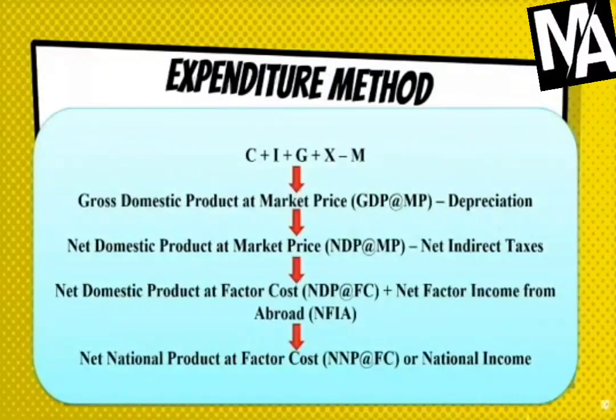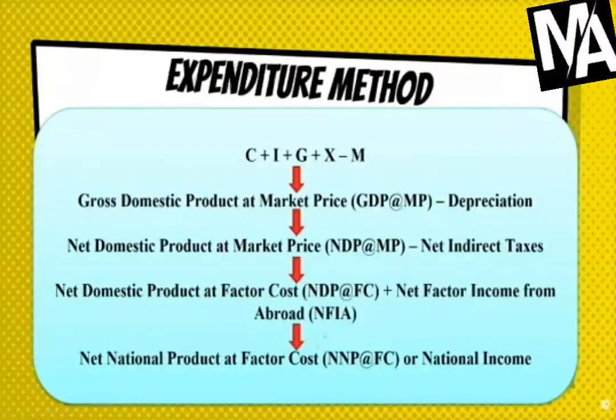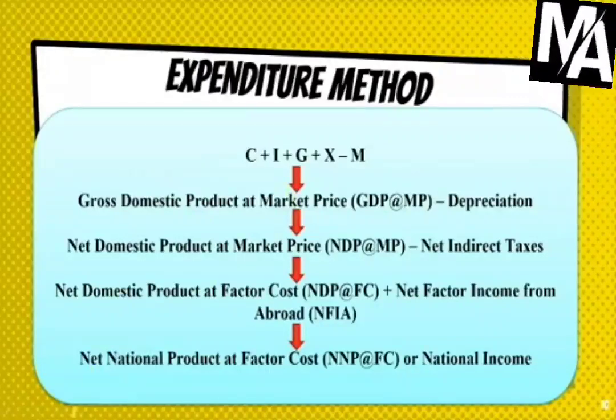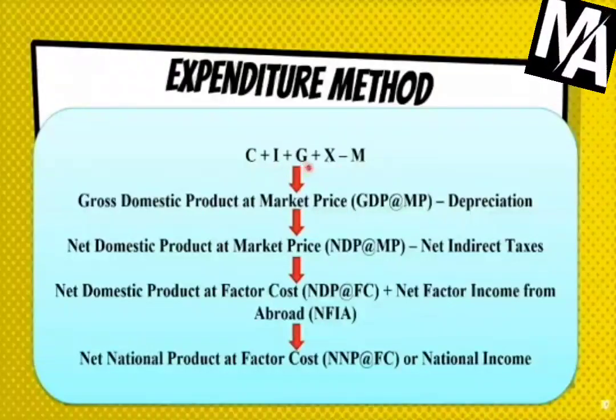Now we have to take the expenditure method forward. What I introduced you was just the first layer of the formula. The entire formula is as follows. We have the first line, that is C plus I plus G plus X minus M. C is private consumption, I is investments, G is government consumption, X is exports, M is imports.